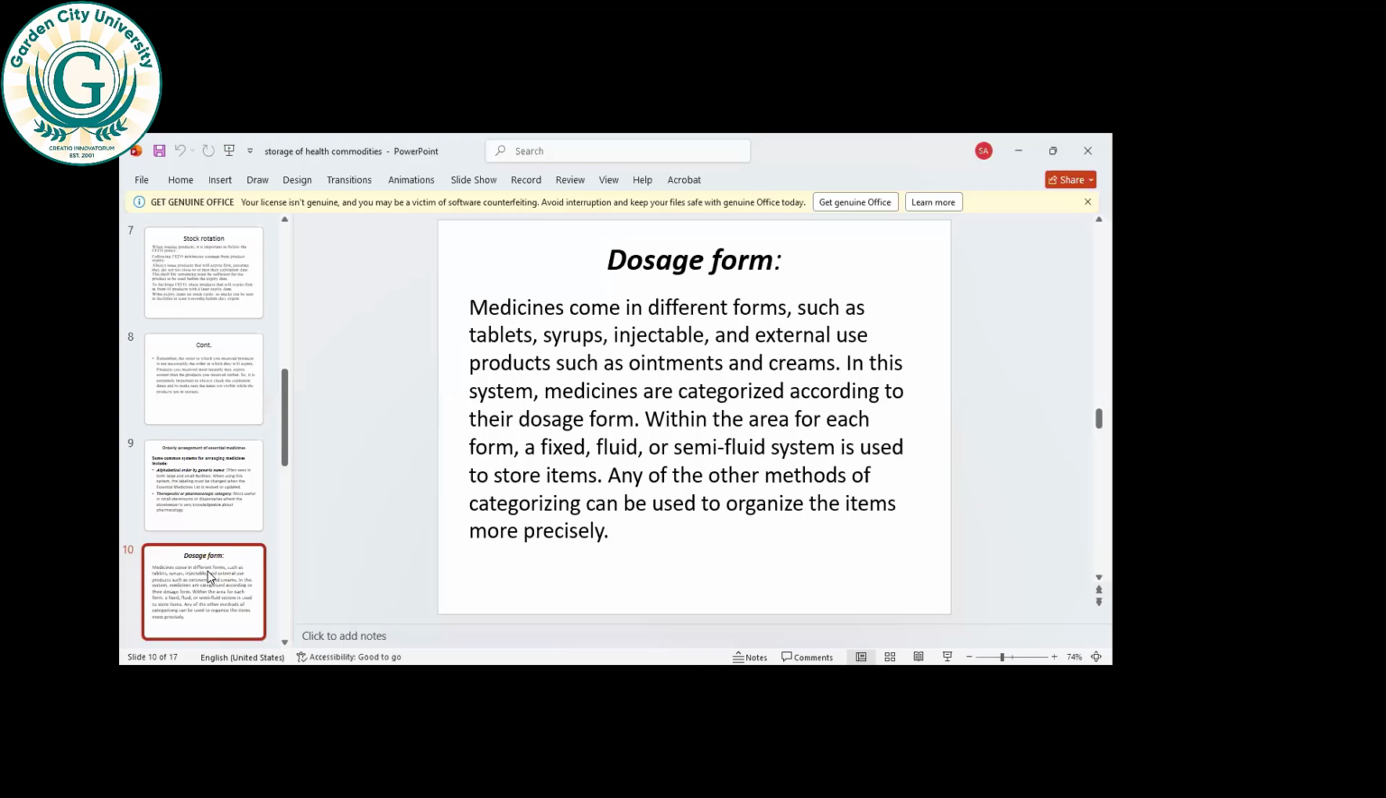So you can also use the dosage form. You say, okay, all syrups in one area, all injectables in another area. External products, like the ointments, you can also put in another area. And then you can also talk about the fluid and semi-fluid system. You can talk about tablets and capsules, and you can also arrange them. It's another way you can use to arrange your medicine.